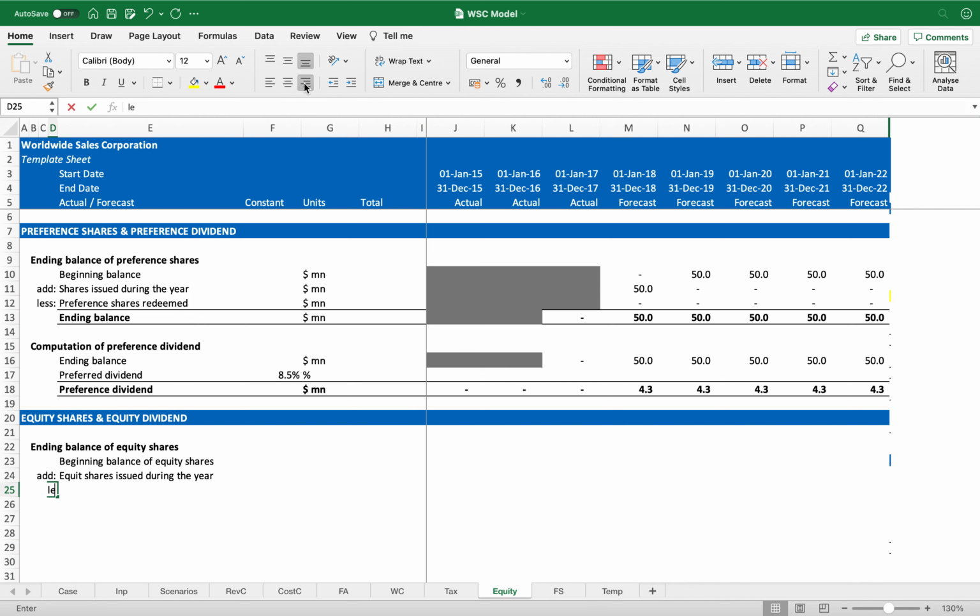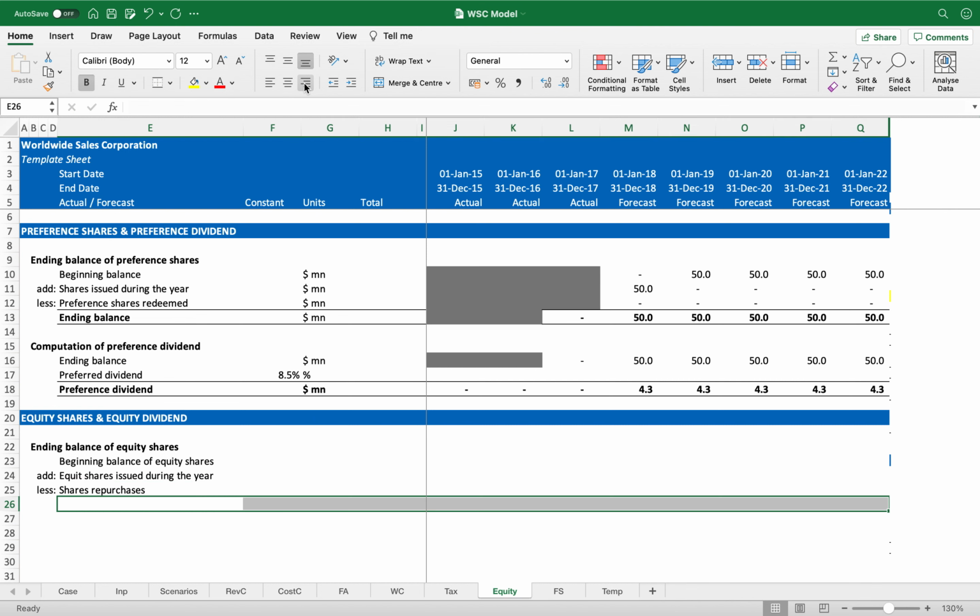Then less shares buyback, something that I am buying back, or share repurchases, and this will give me my ending balance of equity shares.